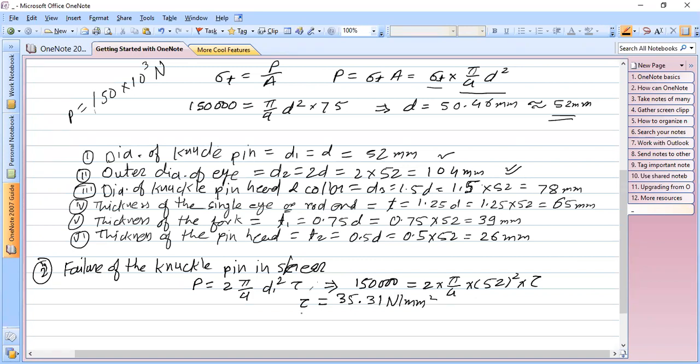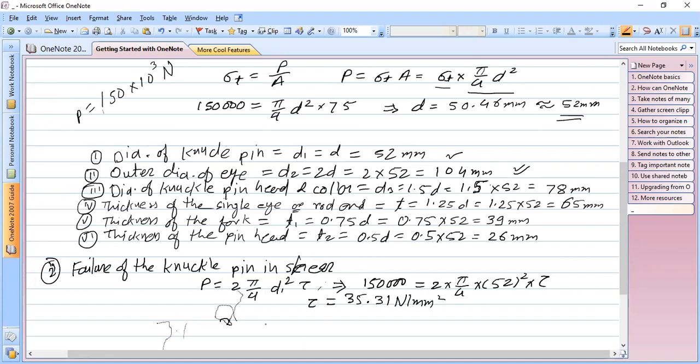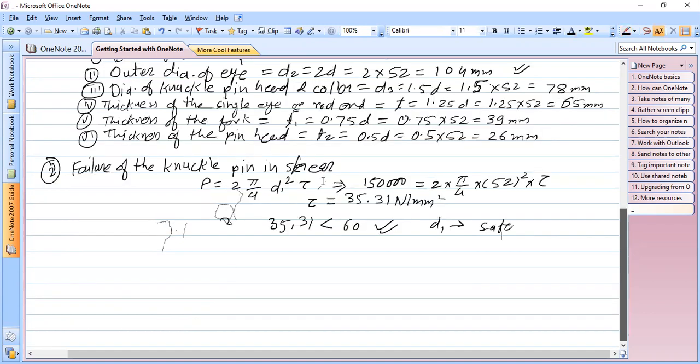Now this tau value, 35.31, is less compared to our given tau value, which is 60. Is it? Yes sir. So the d1 value is safe. We can say the d1 value is safe from here. Clear? Yes sir. Okay.